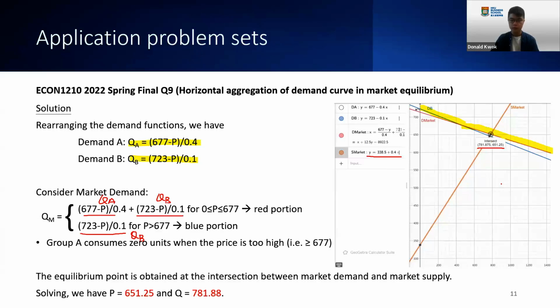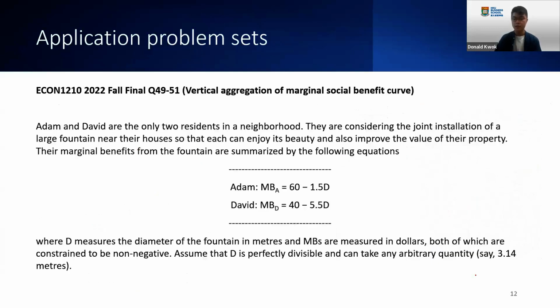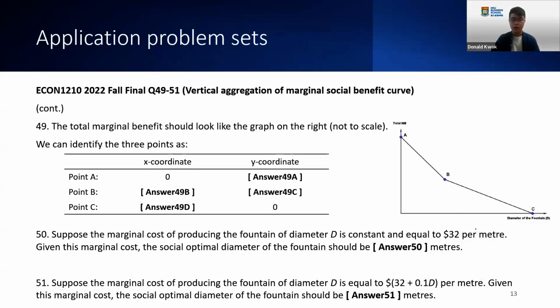All right, so how about the next question? It is about vertical aggregation to derive the marginal social benefit curve. We are given the individual MB curves of Adam and David. And for question 49, first part, it asks you to derive the total marginal benefit curve, which is simply the marginal social benefit curve, right? So how can I do that?